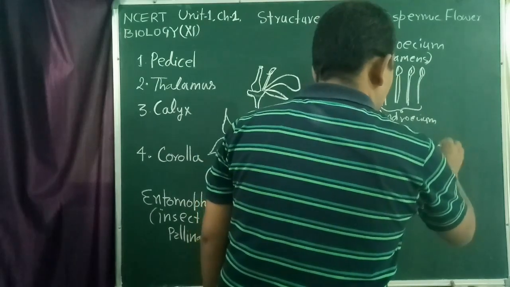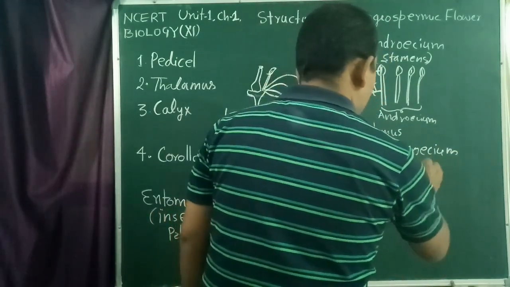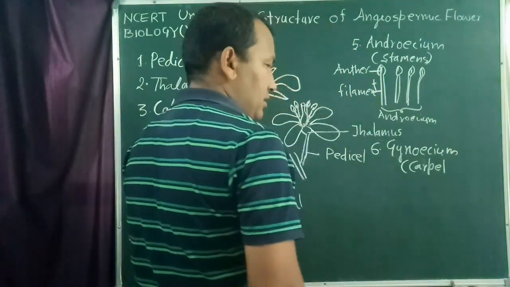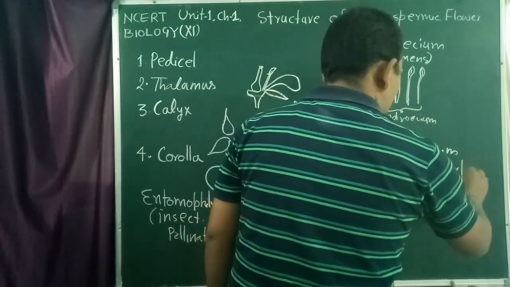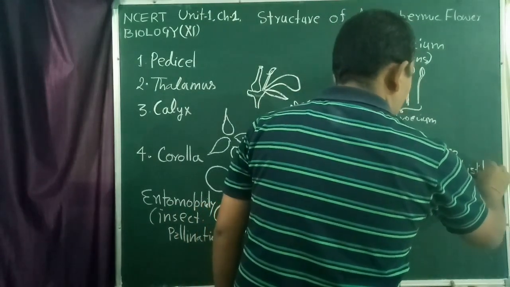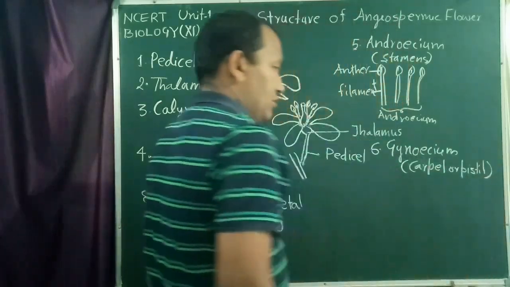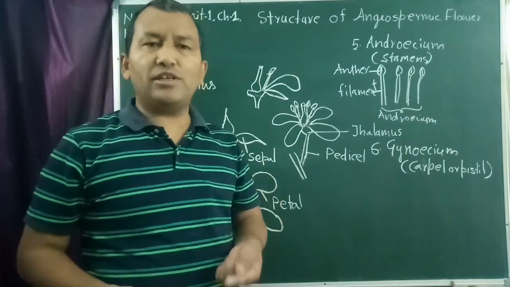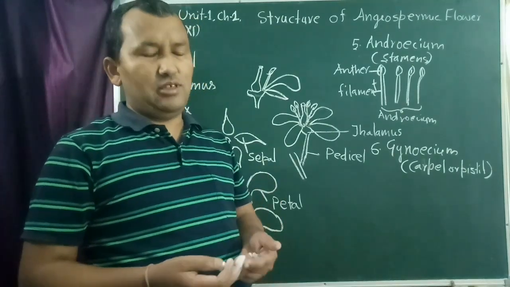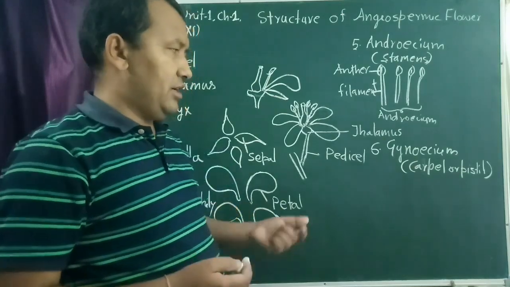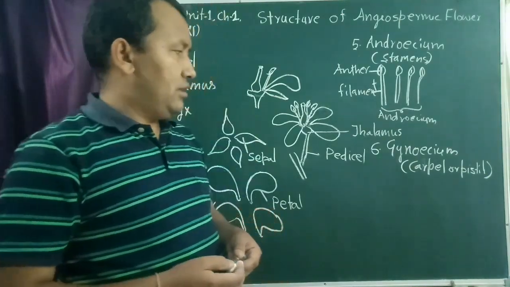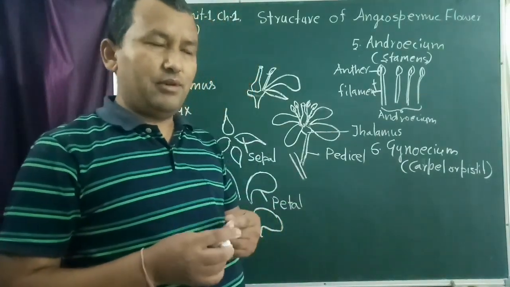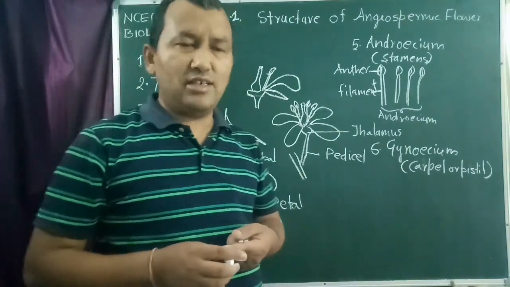This is gynoecium. Gynoecium is again a group of carpels, or sometimes it is known as pistil. So gynoecium may have one carpel, it may have two carpels. When it has one carpel, it is known as monocarpellary. When it has two, it is known as bicarpellary. Similarly, it may have 3, 4 or 5 carpels. A gynoecium sometimes may have a single carpel. At that time, even a single carpel is known as gynoecium.